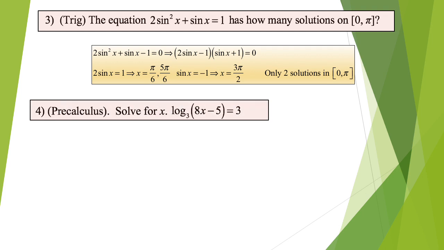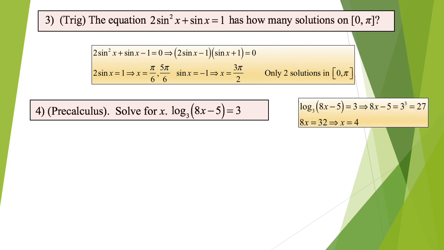Number 4 is a pre-calculus problem. We'd like to solve for x. Log base 3 of 8x minus 5 is equal to 3. We translate our statement, log base 3 of 8x minus 5 is equal to 3, into 8x minus 5 is equal to 3 to the third, or 27. So that gives us 8x is equal to 32, and x is equal to 4.